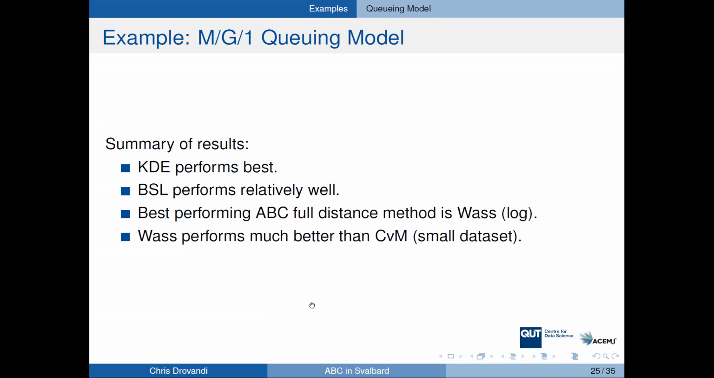For this one, now the KDE performs the best. But in terms of the ABC full distance approaches, we found that the Wasserstein method, provided that you do a log transformation of the data, actually performed the best for this class of methods. It was really interesting that the log transformation of the data had such a big impact on the performance of this method. Something else that was quite interesting is that for this example, the Wasserstein massively outperformed the CVM distance, whereas in the previous example, the CVM outperformed the Wasserstein. We think that the poor performance of the CVM is due to having a small data set.